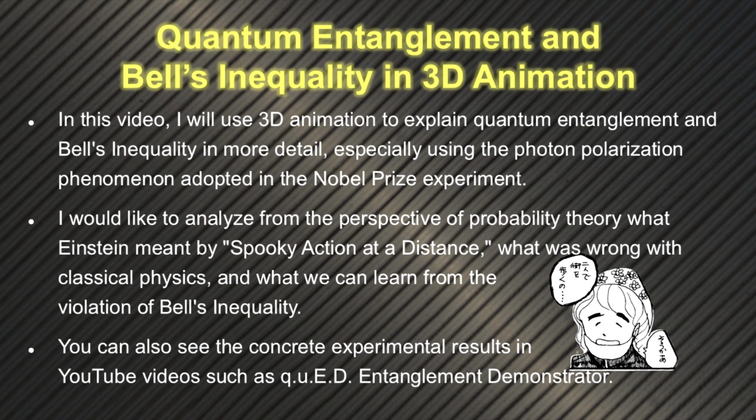This is NOBsLABO. In this video, I will use 3D animation to explain quantum entanglement and Bell's inequality in more detail, especially using the photon polarization phenomenon adopted in the Nobel Prize experiment. I would like to analyze from the perspective of probability theory what Einstein meant by spooky action at a distance, what was wrong with classical physics, and what we can learn from the violation of Bell's inequality.